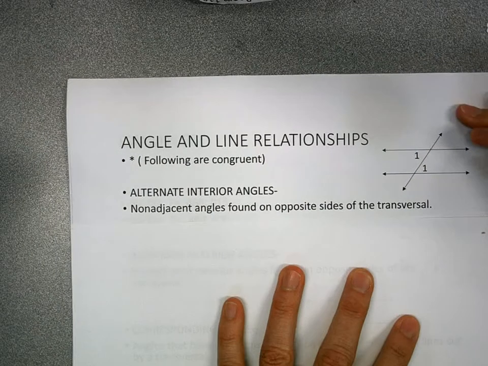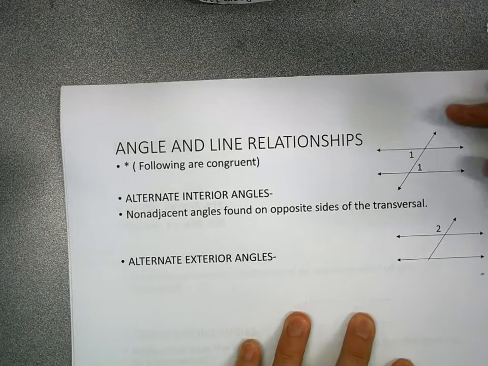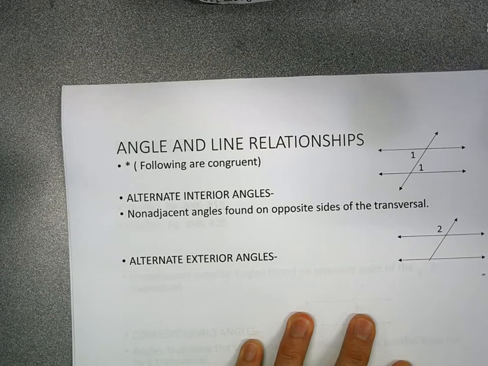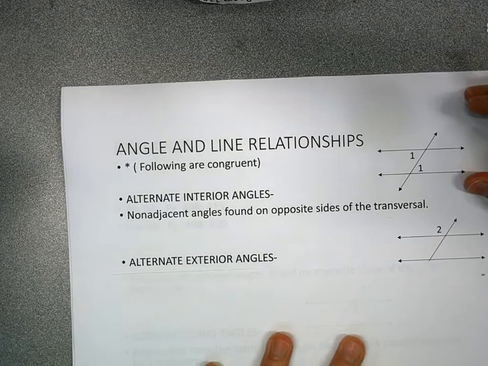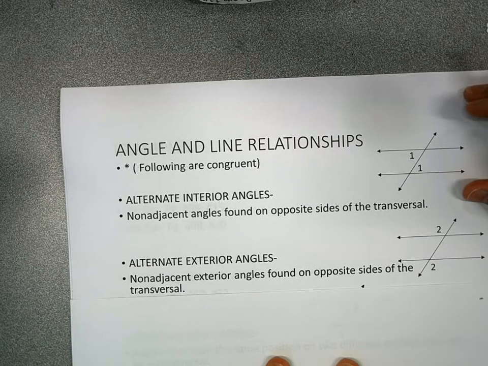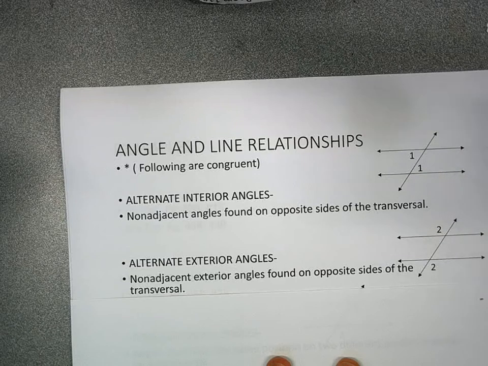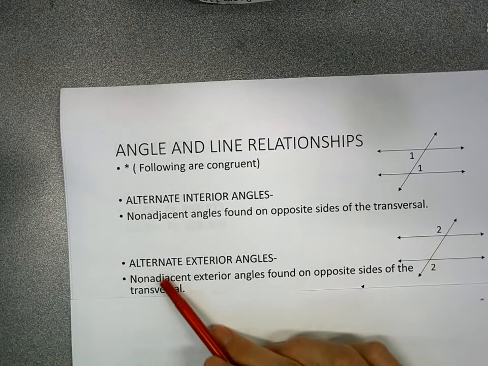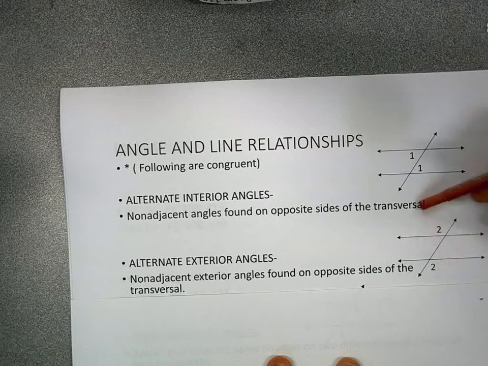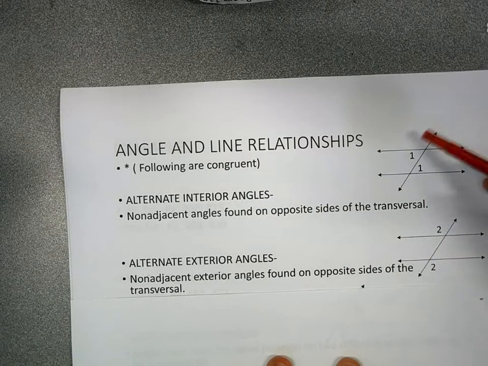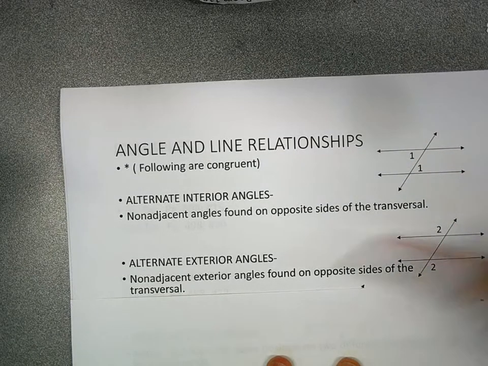All right, the next special set is alternate exterior angles. Your book says these are, again, non-adjacent exterior angles found on opposite sides of the transversal. Very similar. Alternate means not on the same side of the transversal, but on each other side. Exterior, remember the last one was interior angles, inside the parallel lines. Exterior means outside the parallel lines. So these two are examples of alternate exterior angles.